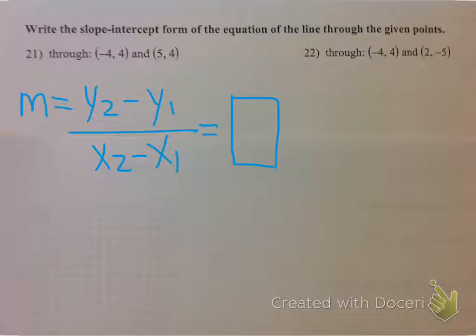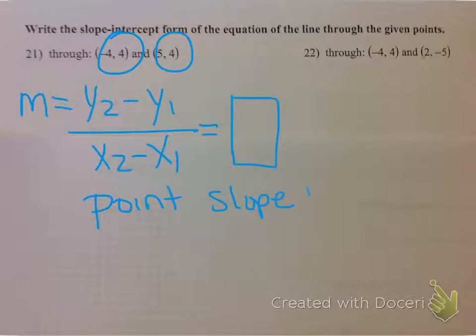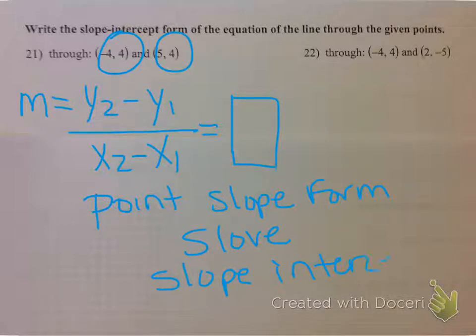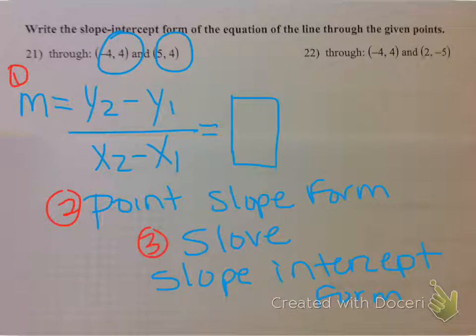Then, once you have your slope, you're going to pick a point, any point that you want. Put it into point slope form. Then you're going to solve to get it to slope intercept form. Okay, so here's your steps. You need slope first, point slope form second. When you solve it, you will get your answer, slope intercept form.